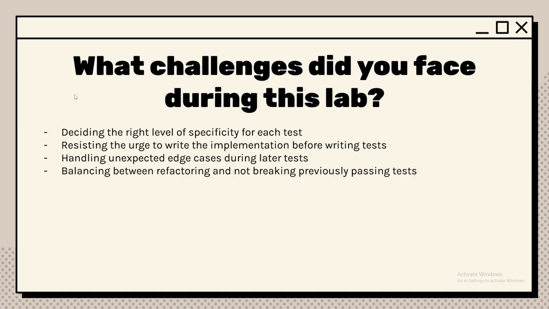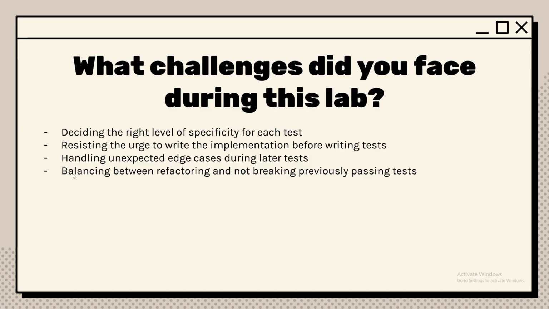What challenges did we face during this lab? Well, we had to decide the right level of specificity for each test. We didn't want to be too general or too specific. We also had to resist the urge to write the implementation before writing tests. As you can imagine, writing test cases before implementing it seems unnatural because there's a bunch of syntax errors, and when you run it, it actually won't be able to run because it won't be able to get the functions. We also had to think of the unexpected edge cases during later tests, such as sending over random strings instead of parsable integer strings.